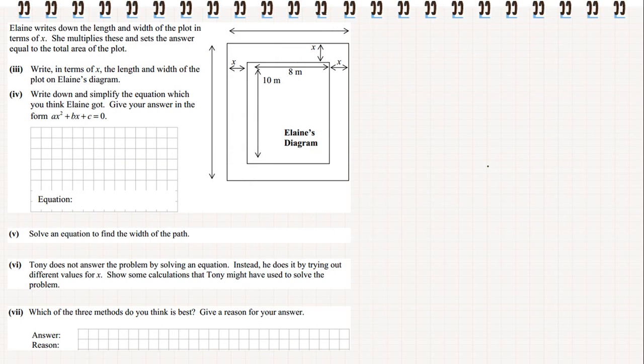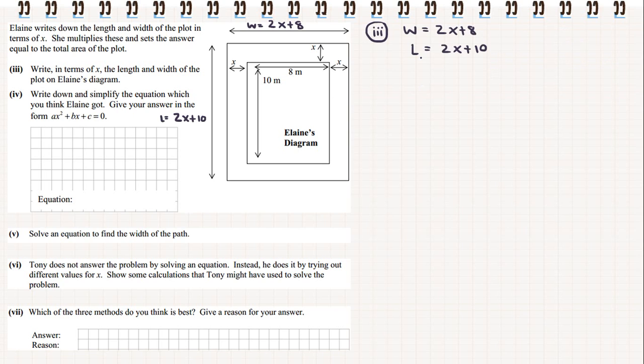Elaine writes down the length and the width of the plot in terms of x. She multiplies these and sets the answer equal to the total area of the plot. So part 3 asks us to write in terms of x the length and the width of the plot on Elaine's diagram. If we start off with the width at the top, we have x plus 8 plus x. So that's going to give us 2x plus 8. And then the length, we have x plus 10 plus x. So this will give us 2x plus 10.